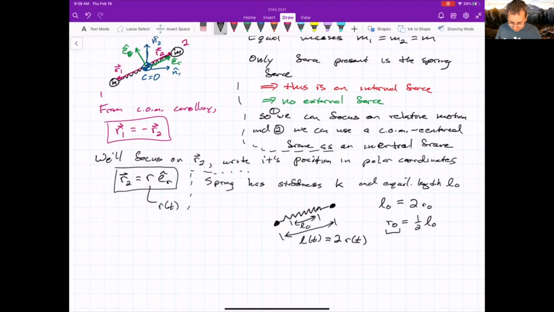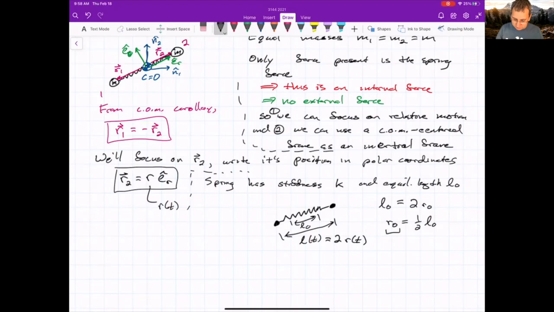So setting it up this way, where do we go from here? We can, at this point, write Newton's laws. We could do that. We know what the spring force is. But I don't want to. I'm pretty sure that we could, but I don't want to. I want to use an energy method and also angular momentum.